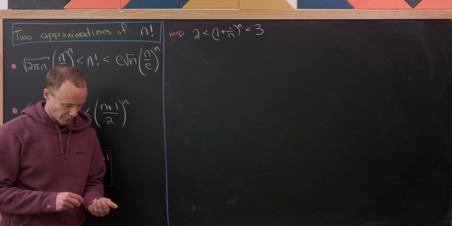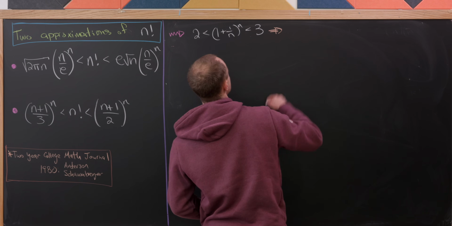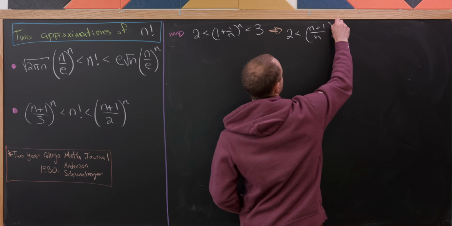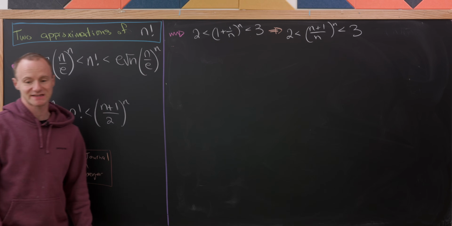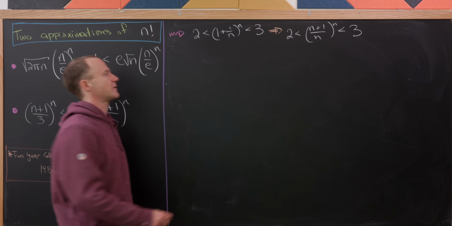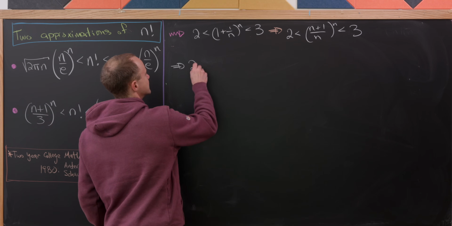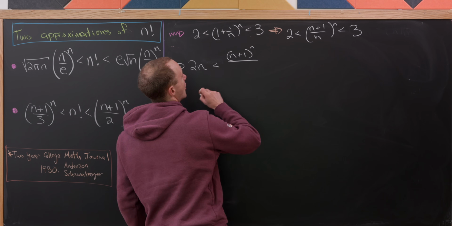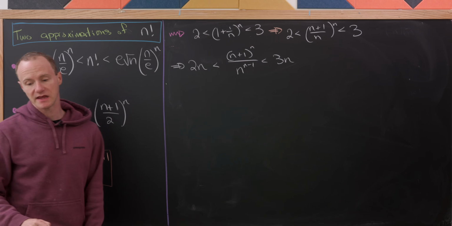Okay, so this is where we were. And now let's massage this a little bit. So let's observe that this means that 2 is less than (n plus 1 over n) raised to the n power, which in turn is less than 3. I just put that stuff together that's inside of the parentheses. But now, what can I get from there? Well, notice I get the following thing pretty quickly, and that is 2n is less than (n plus 1) raised to the n over n raised to the n minus 1, which in turn is less than 3n.